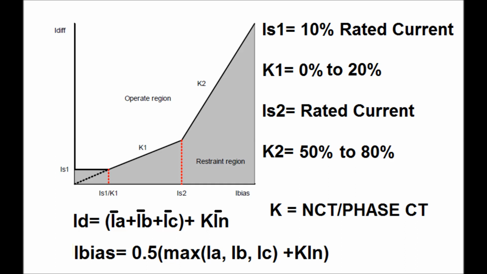And here two slopes are given. The initial slope, which is K1, is normally set as 0 to 20%, and the higher slope is given above the rated current. Normally IS2 is set as the rated current, and K2 is the higher slope, which is given as 50 to 80% in order to provide through fault stability if any of the CTs saturate.